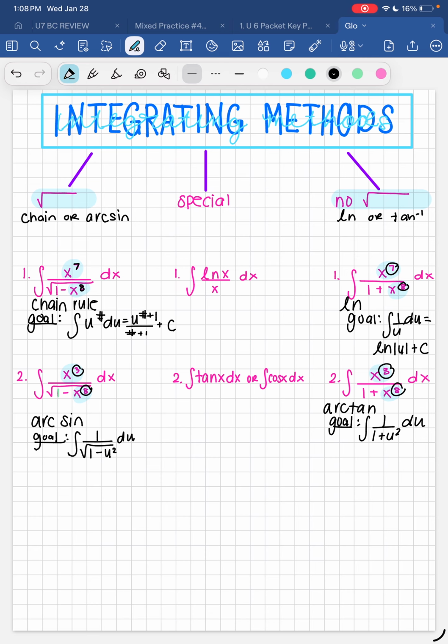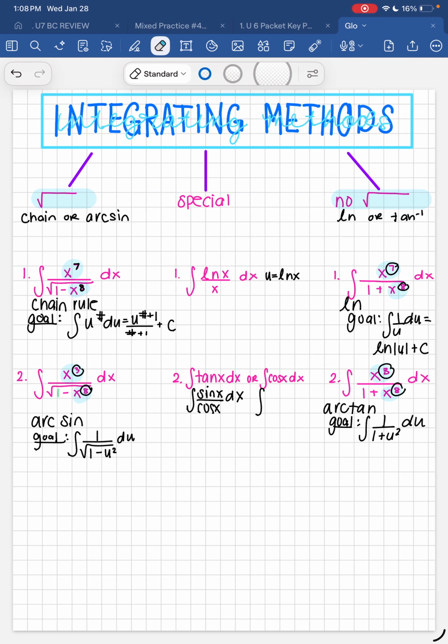Special cases. If you ever see an integral in AB, this is for AB, with an ln of x, u is going to be that ln of x, okay? If you ever see the integral of just tangent or just cotangent, you're going to turn it into sine x over cosine x. Oopsie daisy, that first one should say tangent, and this should say cotangent.